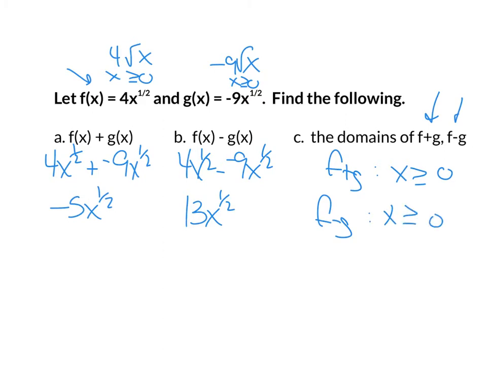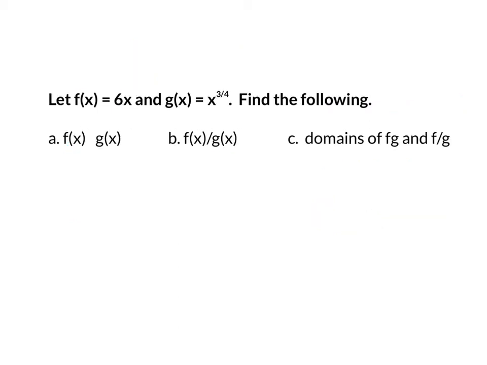So they're going to ask you to do all of that today: add them, subtract them, and find the domains. Right now, they're going to ask you to do two more things. They're going to ask you to multiply them, divide them, and find the domains again. So when I multiply, I'm taking the 6x and multiplying it times x to the 3/4. When you do that, remember you add exponents. That's really x to the first power, which is really 4/4. If you add 4/4 and 3/4, you get 7/4. So that's where that's coming from.